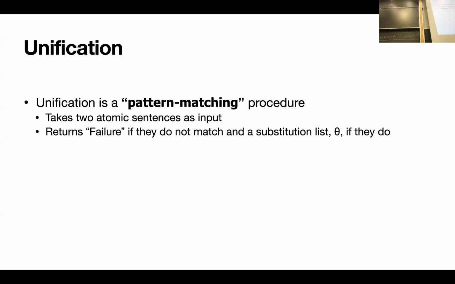So let's talk about unification. How do we do unification, and how can we use it? Unification is basically a pattern matching procedure. For example, we take two atomic sentences as input and we return failure if they do not match, or a substitution list theta if they do match.